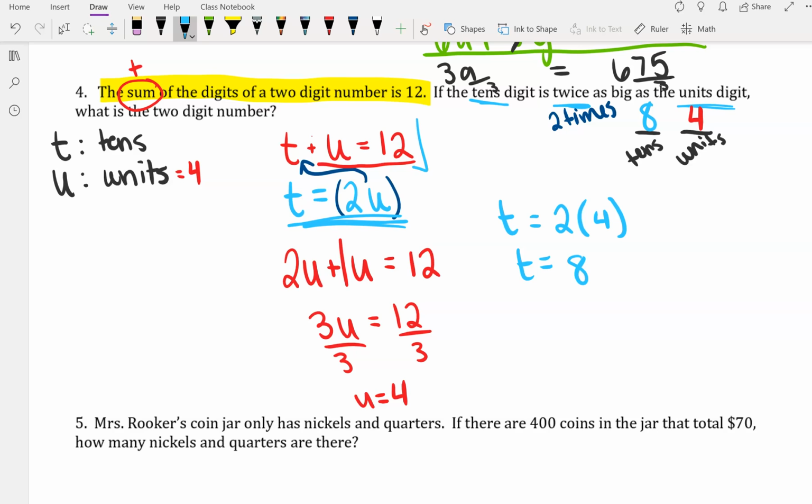And we can check by plugging into this one also. If T is 8 and U is 4, 8 plus 4 equals 12. So it works. And then look back at what the question is asking. It says, what is the 2-digit number? So the 2-digit number is 84.